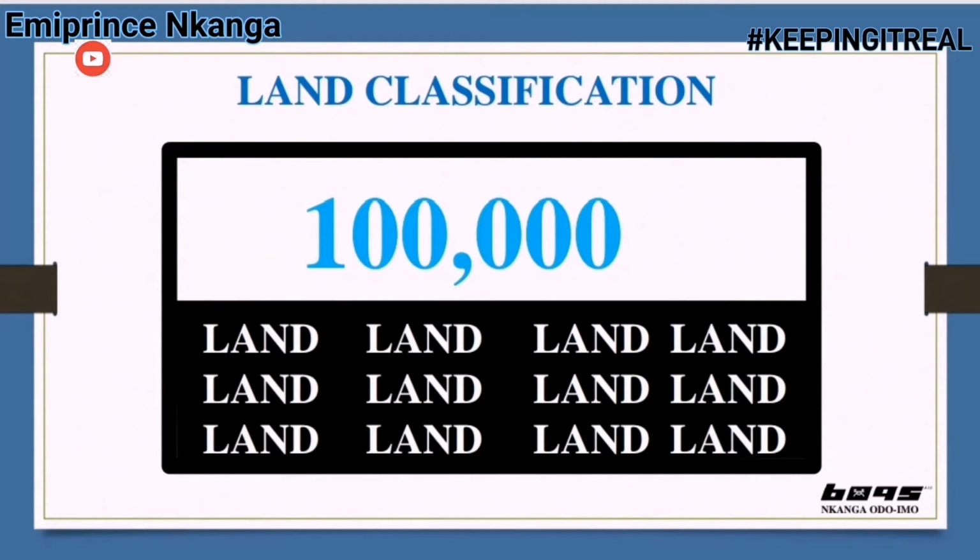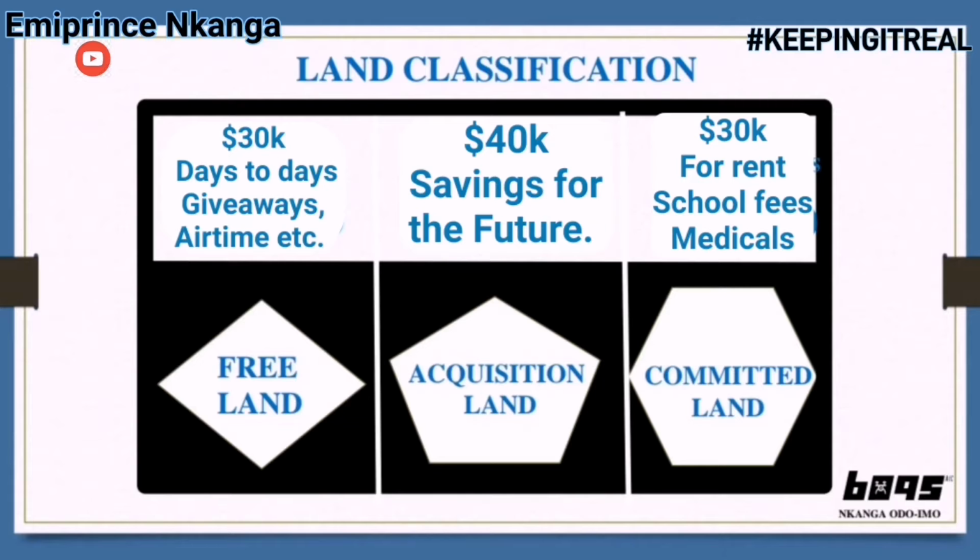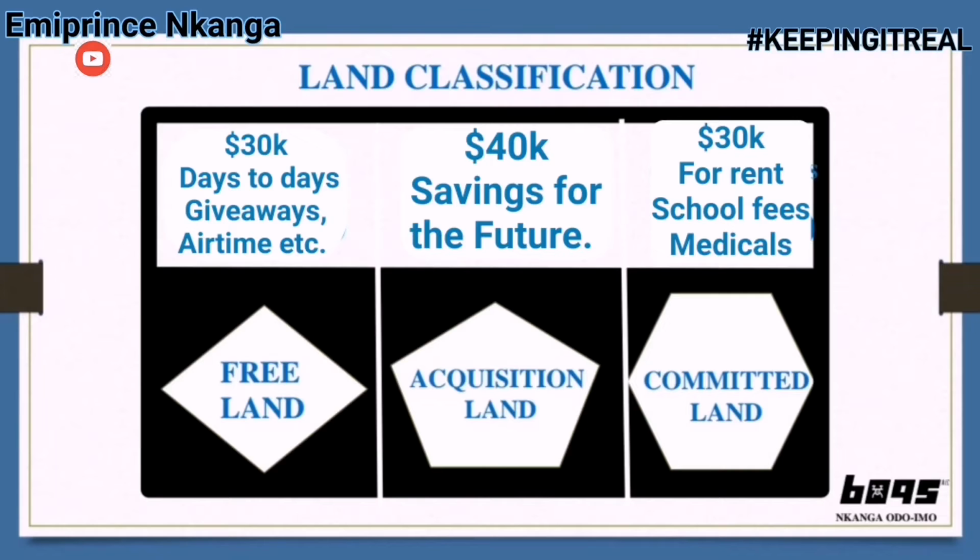Therefore, to break it down, as I said in my last episode, that I was breaking down the different classifications of land, I want to do a practical example right now. Let's do it this way. Let's assume you have $100,000 with you, and this $100,000 is divided into 3 places, and the $100,000 represents land as a whole. Please assume with me. Therefore, you now divide this $100,000 into 3 different categories.